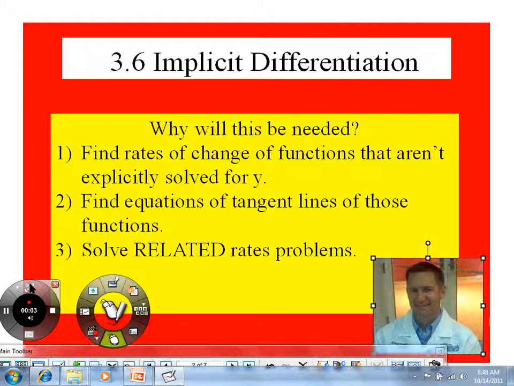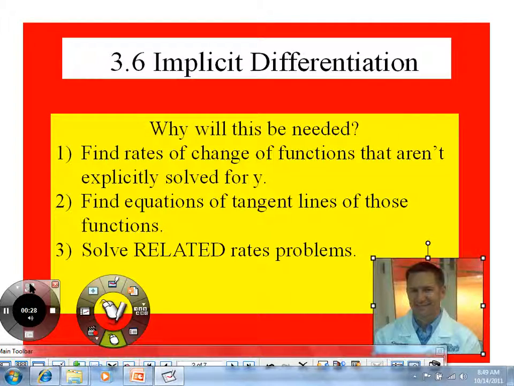Alright, so I'm going to show you a little bit about implicit differentiation. So why will we need to do this? Well, we can use this to find rates of change of functions where it's hard to isolate the y, which we call explicitly solving for y. It's hard to get the y by itself. And we still want to be able to find the equations of tangent lines in those situations.